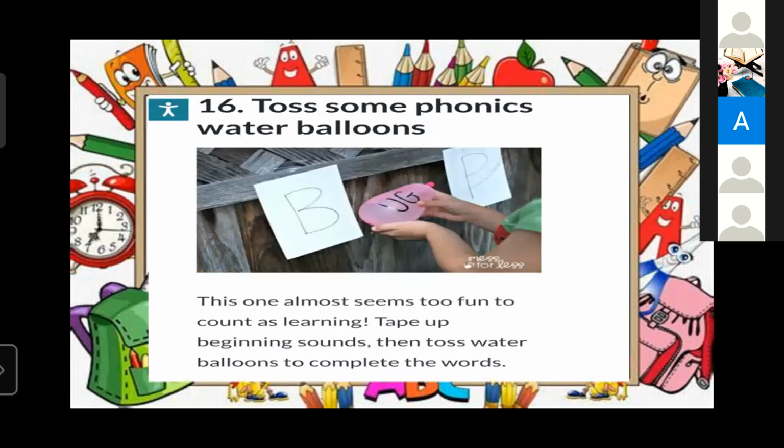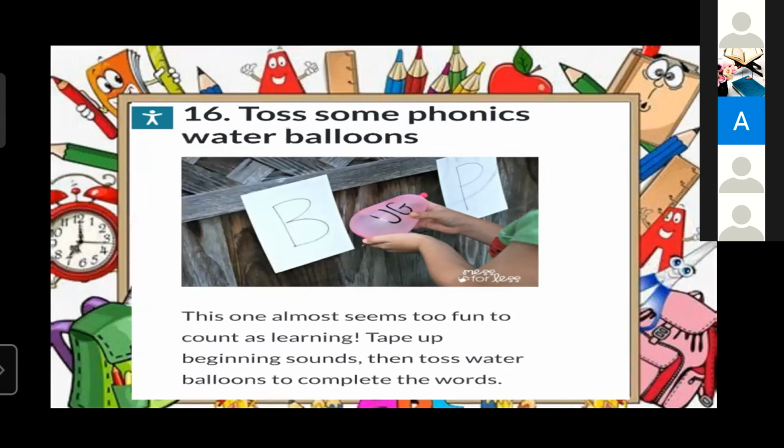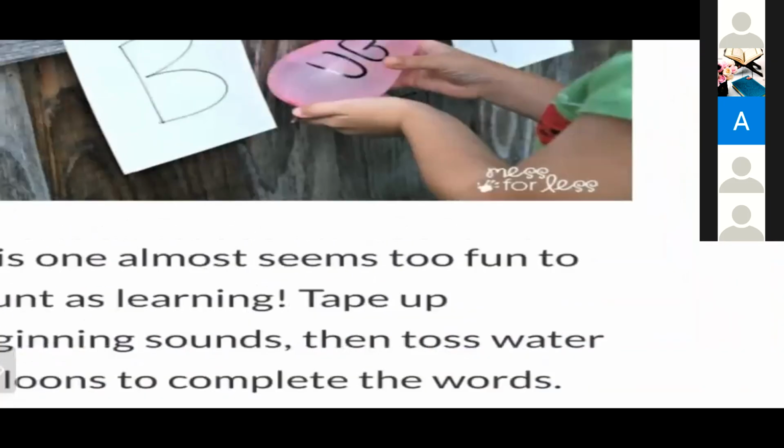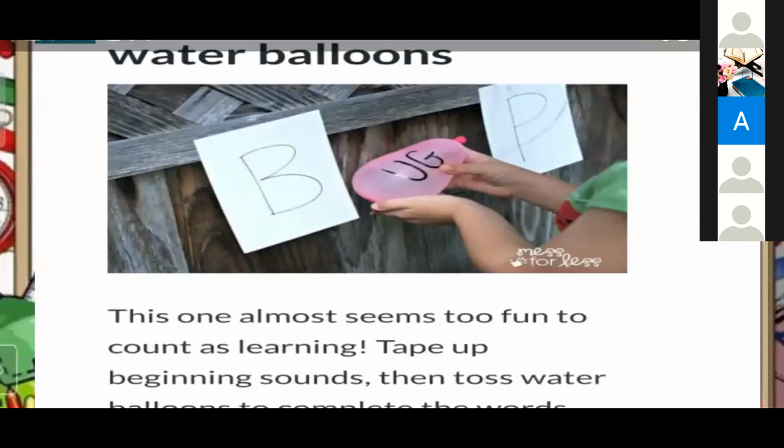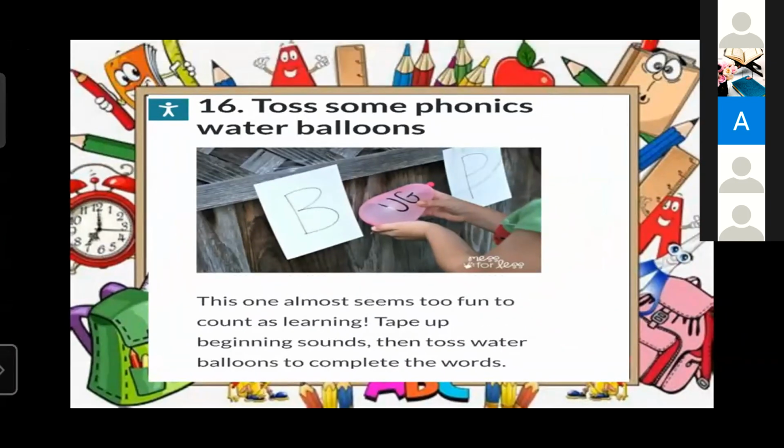Here, number 16, toss some phonics water balloons. Here also you can stick some sounds on a table, on the board, on the floor, wherever you like. And you ask the children to choose a balloon full of water to have some fun, and toss it to a sound or a letter to form a word. If you look here, you'll find this word will be bug. If we put H instead of B, it will be hug, and so on. So this is another way of teaching phonics, to play some activities or some games.